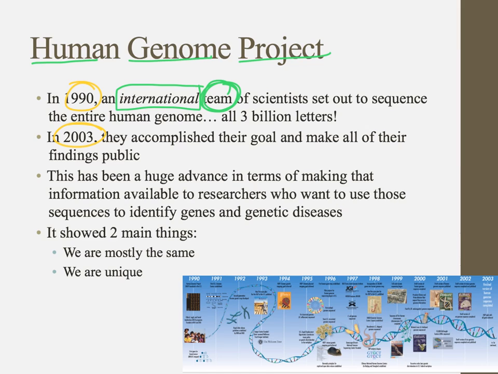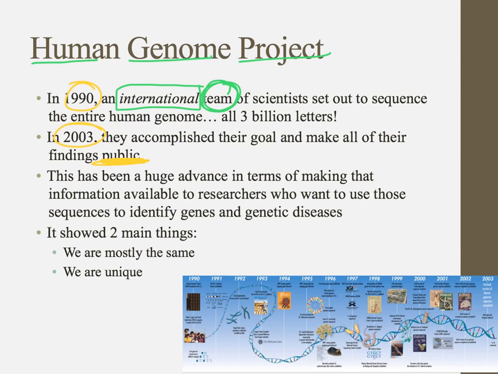What's really cool about this is that they made their findings public. So you can actually go online to the Human Genome Project's database and see all 3 billion letters. And it's been great in terms of making information available to other types of resources that want to use that information to identify genes, genetic diseases, etc.